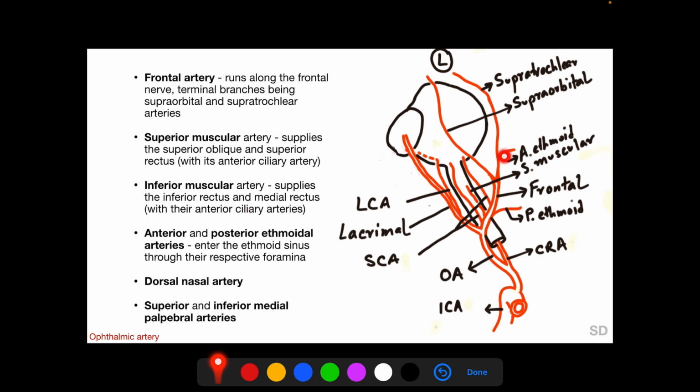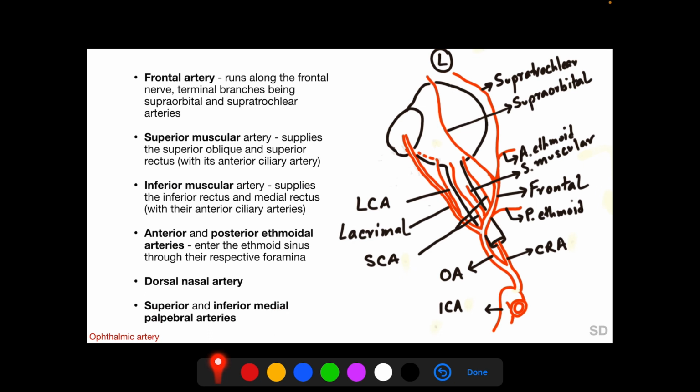The anterior ethmoidal and the posterior ethmoidal branches of the ophthalmic artery enter the ethmoid sinus through their respective foramina in the medial orbital wall. The dorsal nasal branch of the ophthalmic artery and the superior and inferior medial palpebral branches of the ophthalmic artery supply the medial regions of the eyelids and the nose.